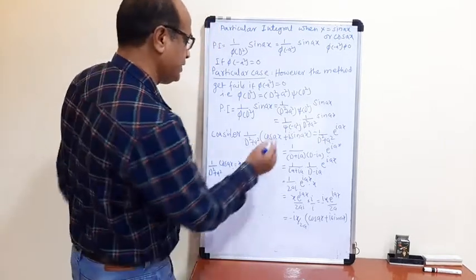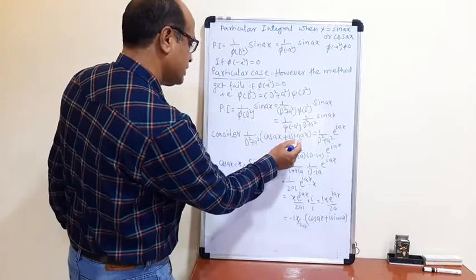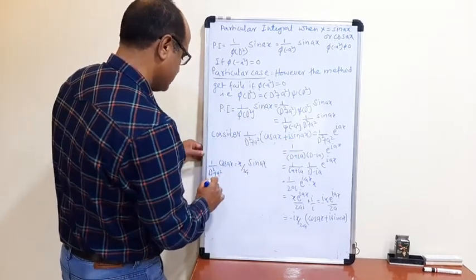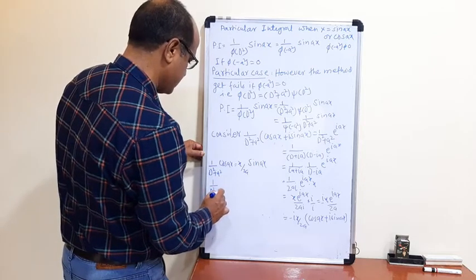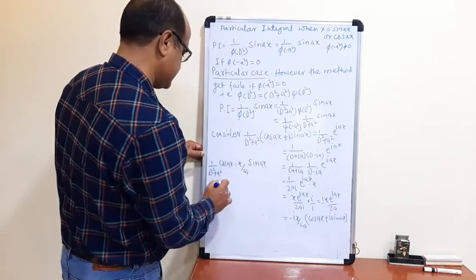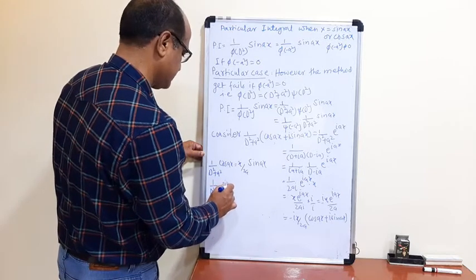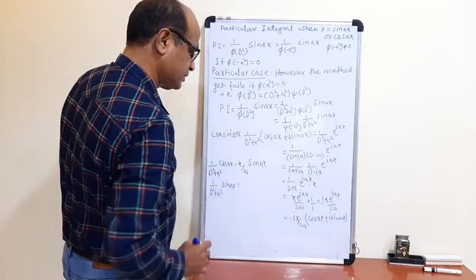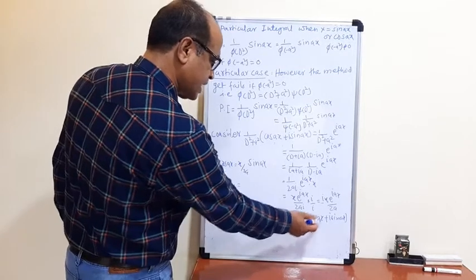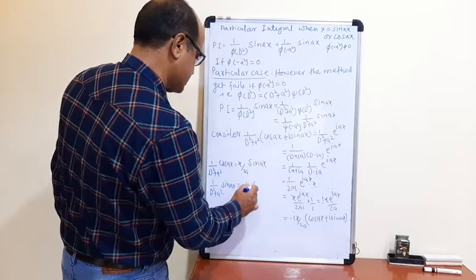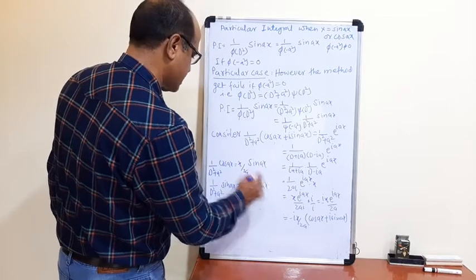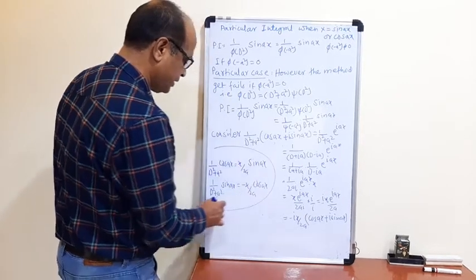And comparing the imaginary part of this. So 1 upon d square plus a square sin x is equal to the imaginary part here. So minus x upon 2a cos ax. So these are the standard formulas here to obtain the particular integral.